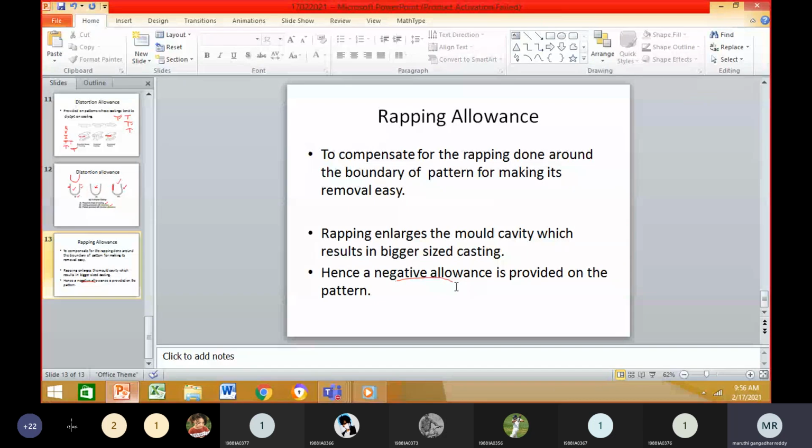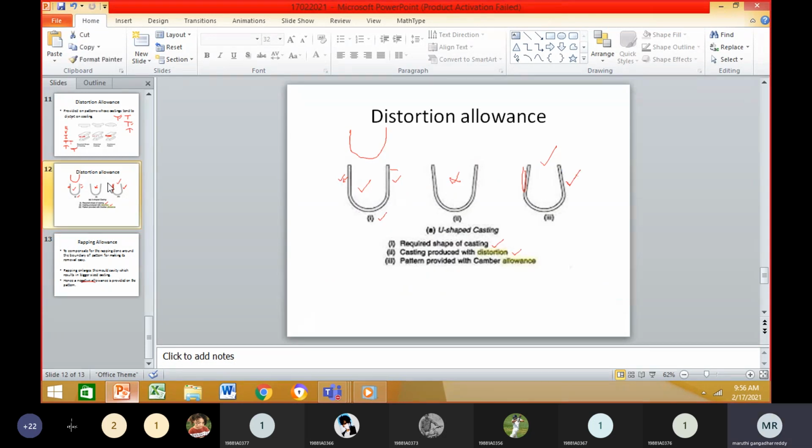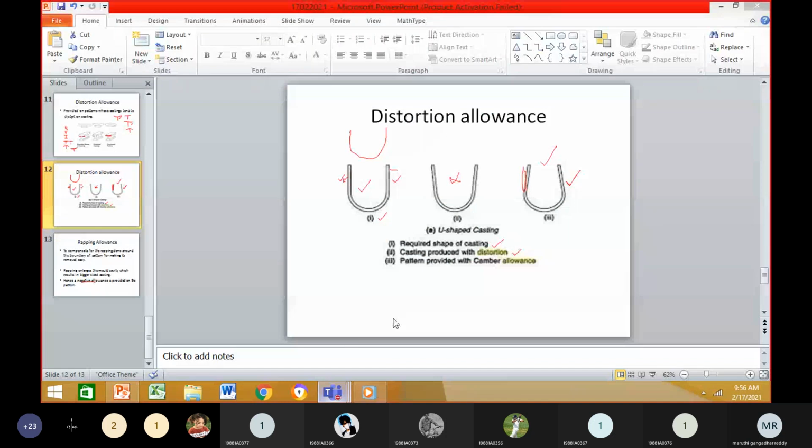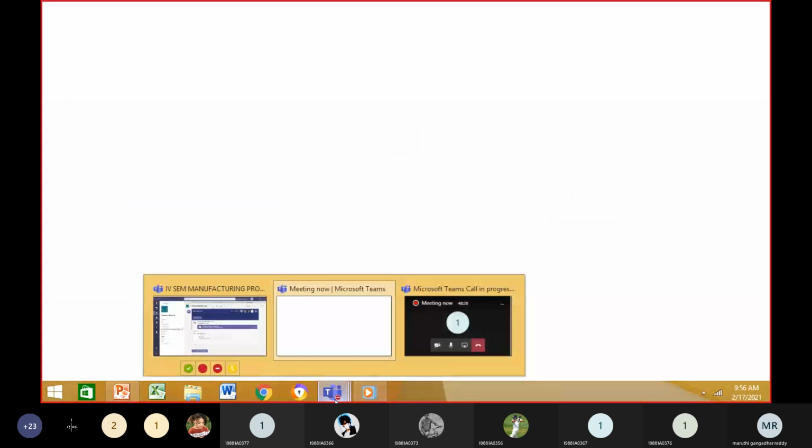These are all the various allowances that are provided on the pattern. Have you understood distortion allowance? Can anyone explain what distortion allowance is? What is distortion allowance?